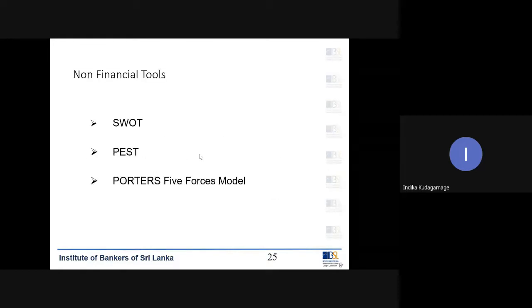Non-financial tools, what do we have to discuss? PESTLE and Porter's Five Forces. We will stop here because these are a little lengthy. I can't finish within 3-4 minutes. So we will start with this next week.